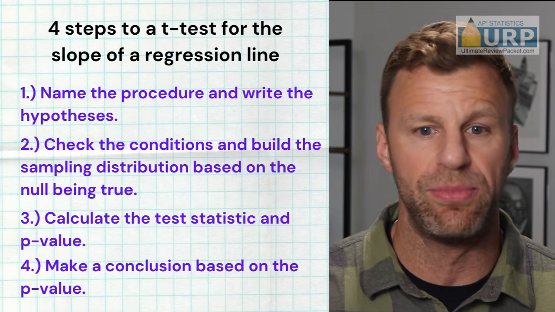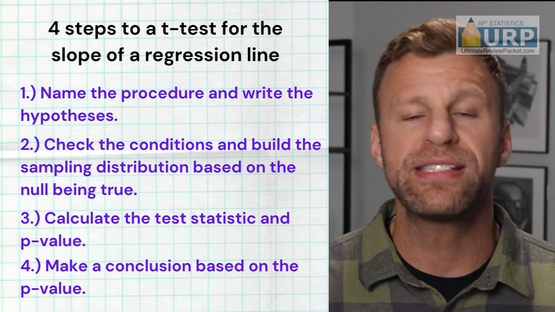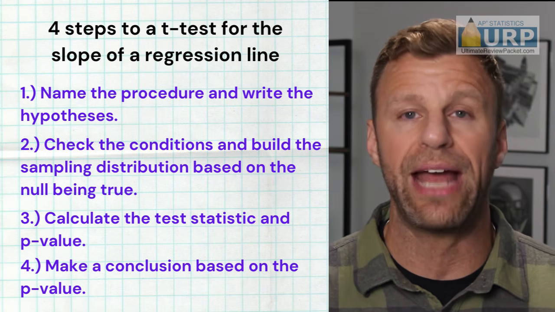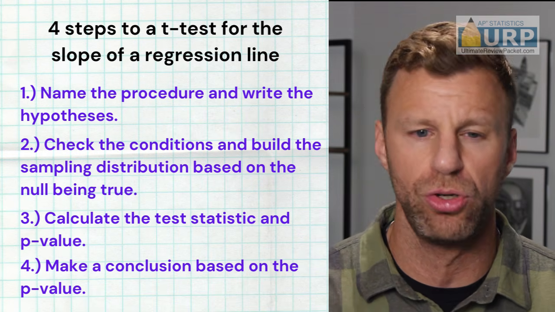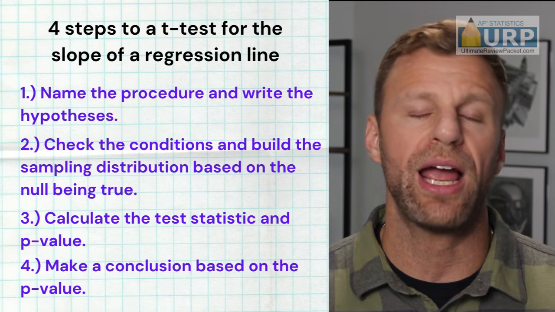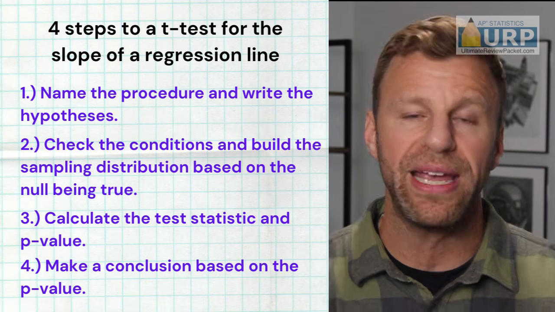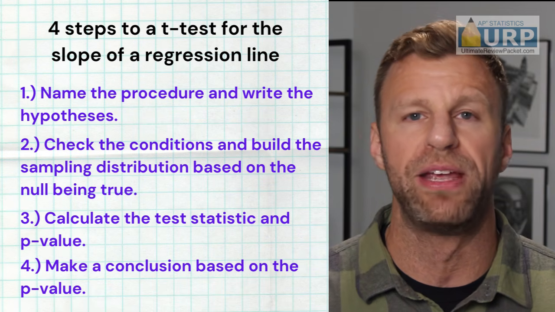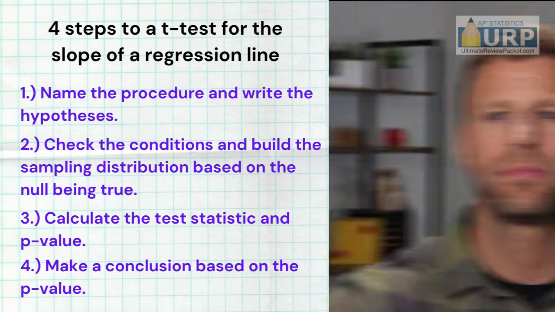So there should be 4 very, very familiar steps at this point. Step number 1 is to name the interval and give the hypotheses, which we'll show you in one moment. Step number 2 is to check the conditions and create that sampling distribution based on the null hypothesis being true. Step number 3 is to calculate our t-score and then get our p-value. And step 4 is to make a final conclusion based on that p-value. Let's walk through each of those steps right now.